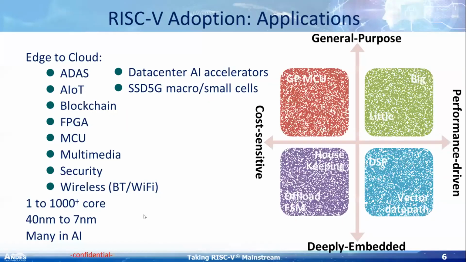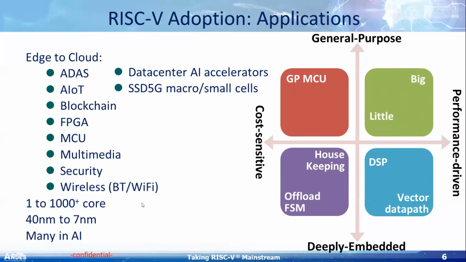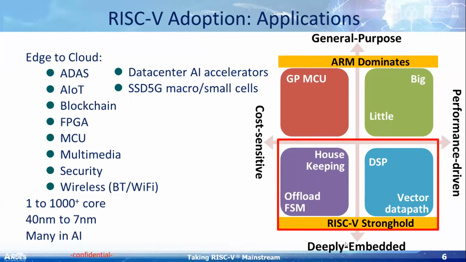If we look a little bit at the trend of RISC-V, first in general purpose, there was ARM. When RISC-V came, it was first used in deeply embedded, cost-sensitive things, like replacing finite state machines, making them a little bit more programmable, or adding RISC-V for some housekeeping tasks. Then we saw people moving on to DSP and maybe adding some vector, but ARM was still there.